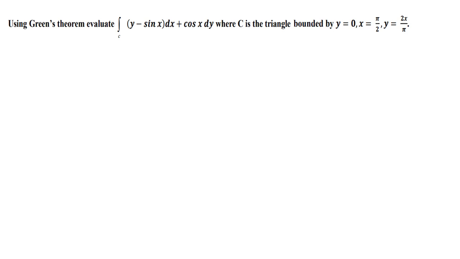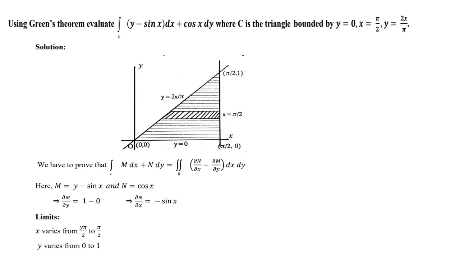Using Green's theorem, evaluate the integral of (y minus sin x) dx plus cos x dy, where C is the triangle bounded by y equal to 0, x equal to pi by 2 and y equal to 2x by pi. So here I have shown the diagrammatic representation of the given question. With this representation, we can find the limits: x varies from y pi by 2 to pi by 2 and y varies from 0 to 1.